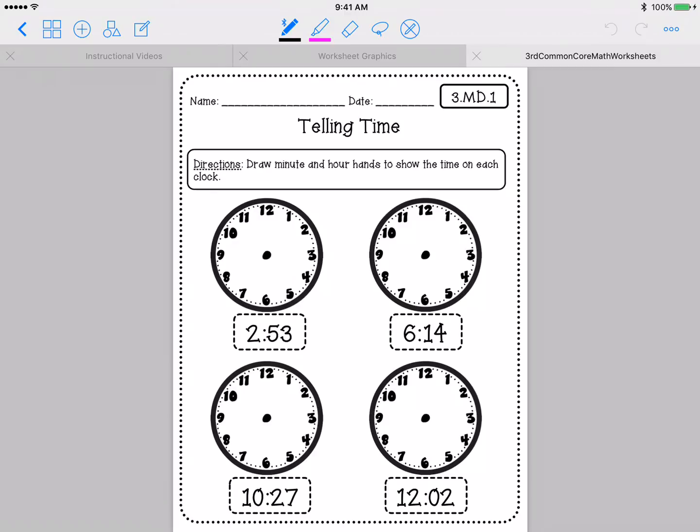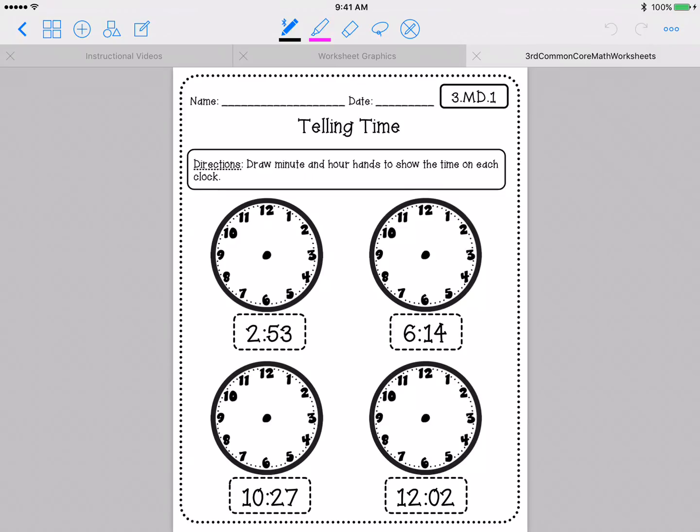Telling time. I'm going to draw minute and hour hands to show the time on each clock. So we know that the minute hand is the longer hand and the hour hand is the shorter hand. So I'm going to start with the hour since that's how we read it. So I need to go to the 2.